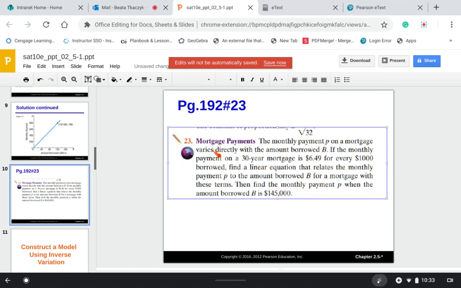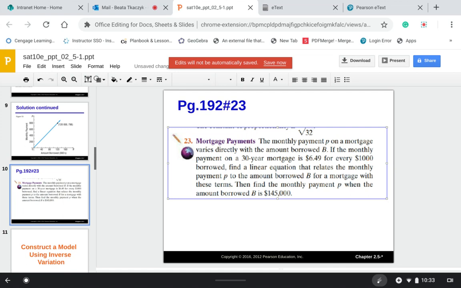And I know that we're dealing with direct variation because of the word directly. So the equation will be P is equal to K times B, where K is a constant. We always need to find that K constant. To find the constant of proportionality, we're going to use the second sentence: the monthly payment on a 30-year mortgage is $6.49 for every $1,000 borrowed. So if we borrow 1,000, we're paying $6.49, and from that information we'll be able to find the constant of proportionality.